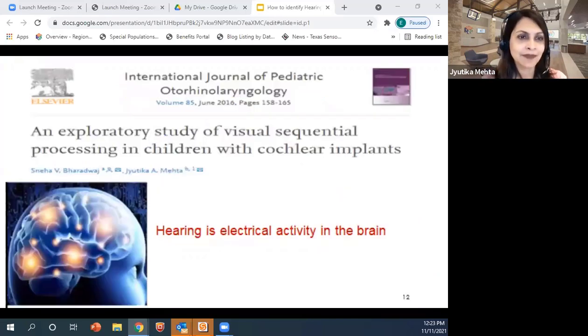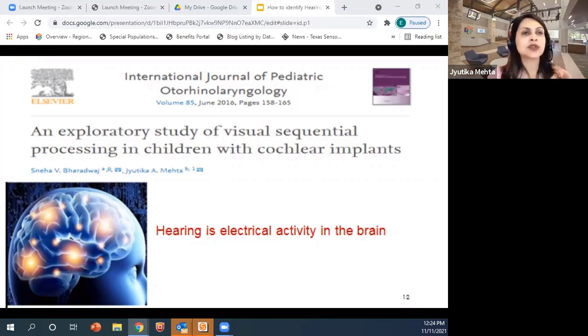Next one. So this was a study that I had done a few years ago with one of my doctoral students, where we looked at children with cochlear implants. They were between the ages of 9 and 12, and this was before they had hit puberty. What we did was look at their visual processing abilities. We did not touch their auditory cortex or any of their audition abilities. We just looked at how their vision is in children with cochlear implants.